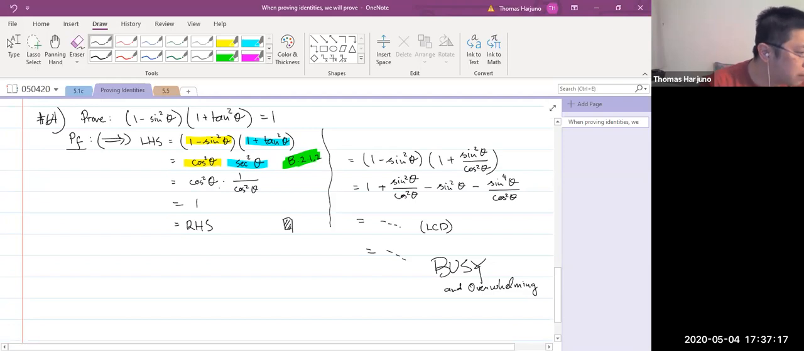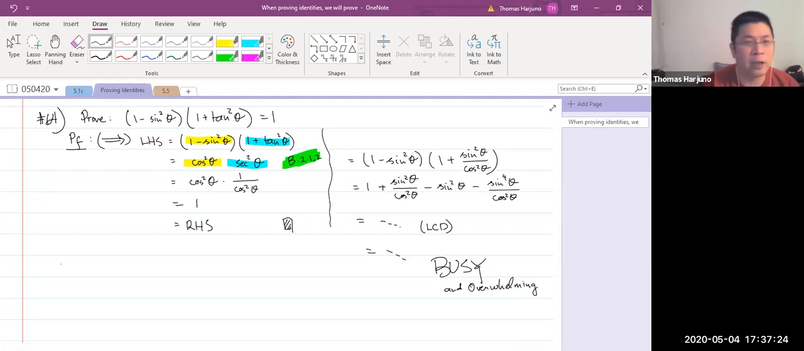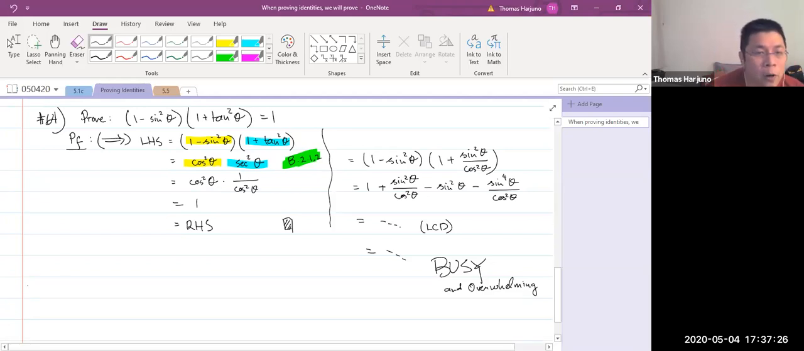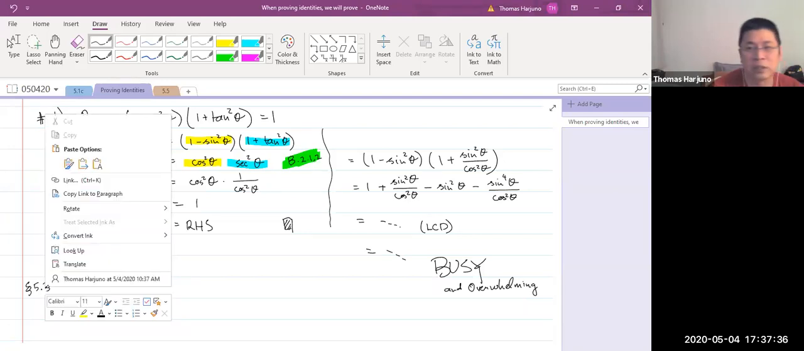Let me go on to 5.3. We have proving also there, as I remember, specifically for negative angles. So from section 5.3, take a look between number 21 to number 26. Tell me which question you want me to go over.